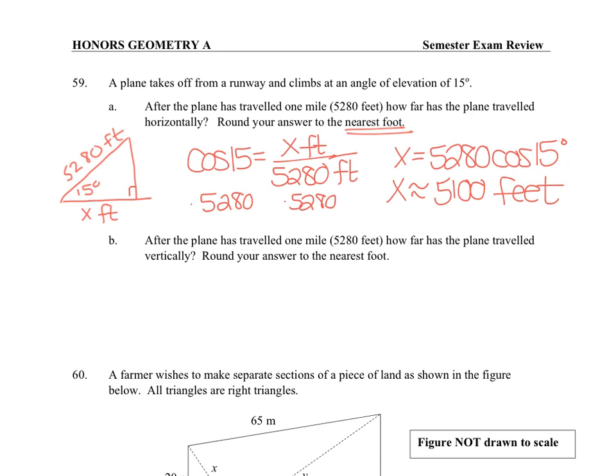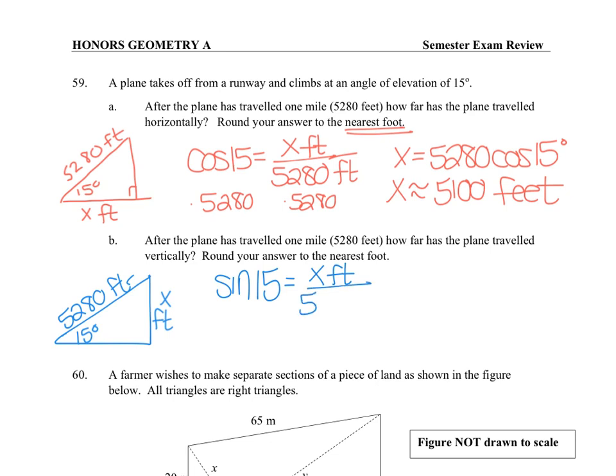In part B, it says after the plane has traveled 1 mile, so again, we've traveled 5,280 feet. How far has the plane traveled vertically? So in this case, we still know it's going at 15 degrees, but we want to know how tall this is. So I'm given an angle, and I'm given an opposite and a hypotenuse. So this time I'm going to use the sine function, and sine of 15 is going to equal the opposite over my hypotenuse of 5,280 feet.